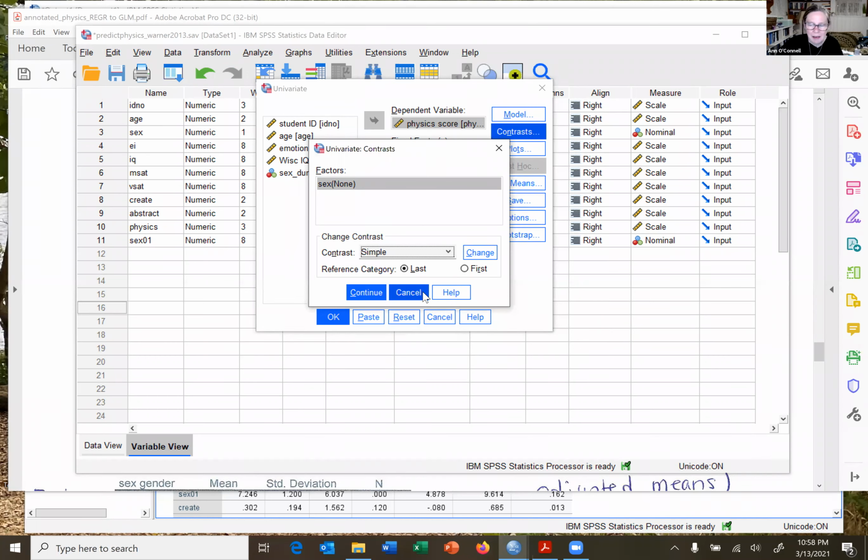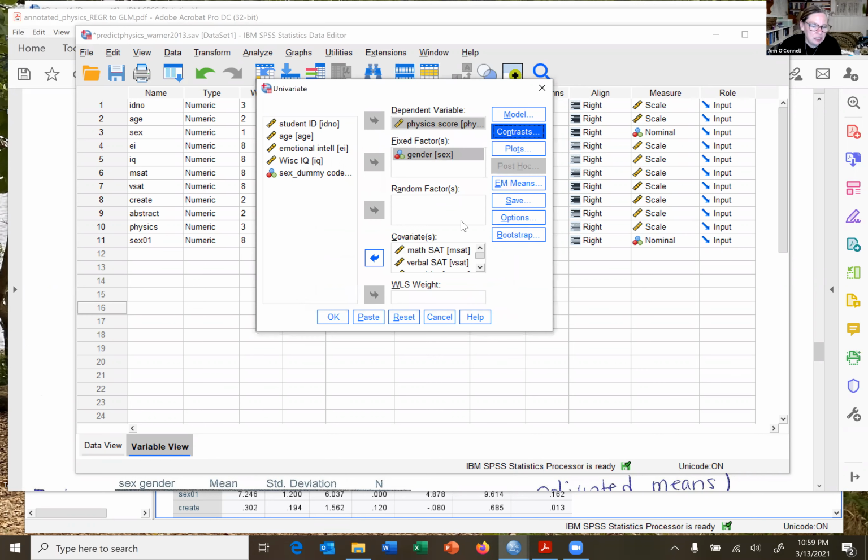So we want to have simple contrast. I have a handout also on Carmen that talks through all of the different options for contrasts in SPSS. So please look at that this week, and we can talk about it next week. So I want simple contrasts. I want to keep the reference category as the last, and remember to click change, or else it won't register for the syntax. So after you change that and click change, you can click continue.